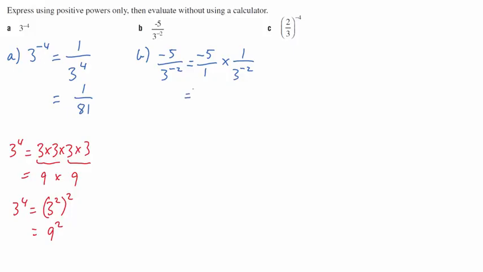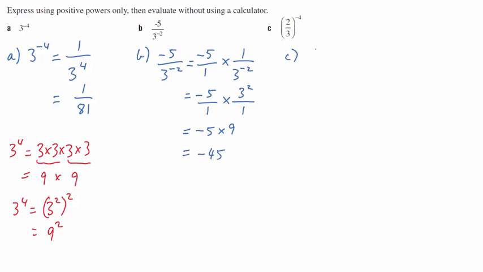Because we've now got a negative power on the denominator, and we know what to do there, we need to bring that onto the numerator. And so we've got negative 5 times 3 squared, and the 1 on the denominator, we can just forget about that. So we get negative 45 as our answer.